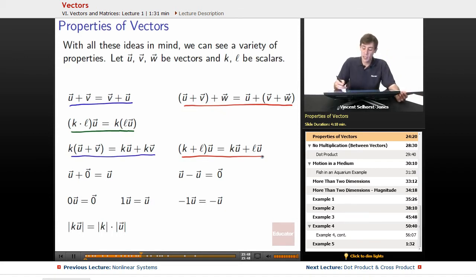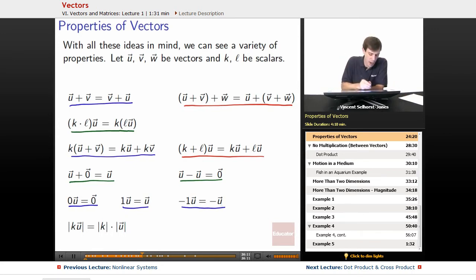Great. If we take u and add it to the 0 vector, we wind up just getting u. It has no effect. u minus u is going to get us back to the 0 vector. And then a couple more. 0 times u is going to give us the 0 vector. 1 times u has no effect. We're scaling by just what we're already at. And then negative 1 times u is going to flip us to the negative version. It'll just cause everything in there to become negative.